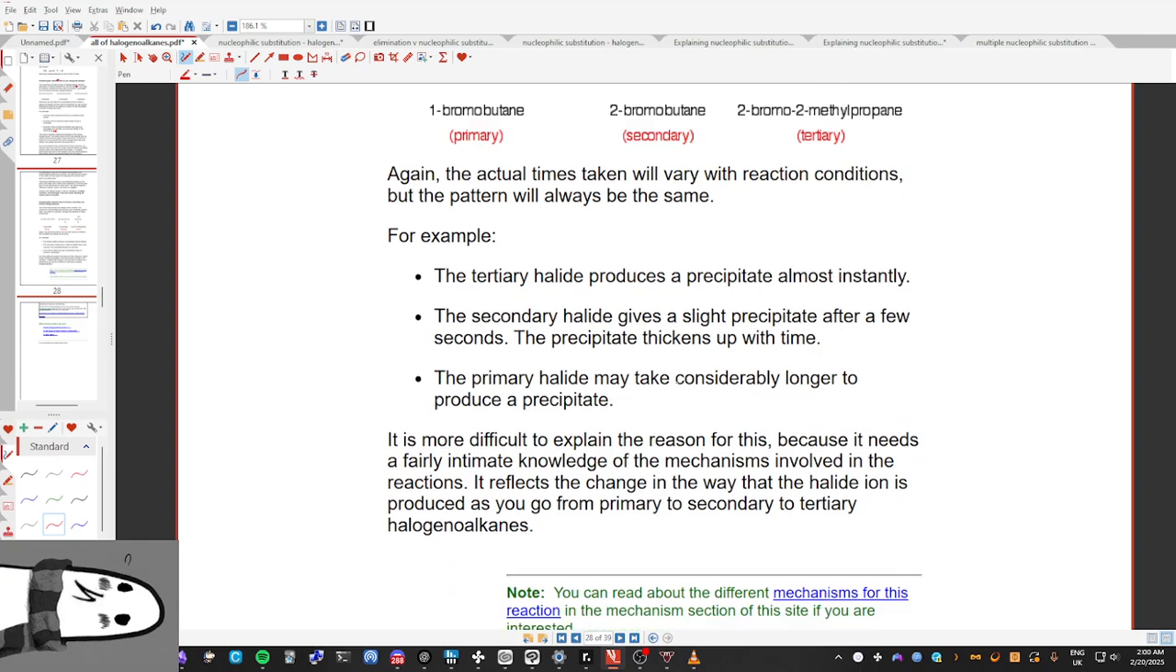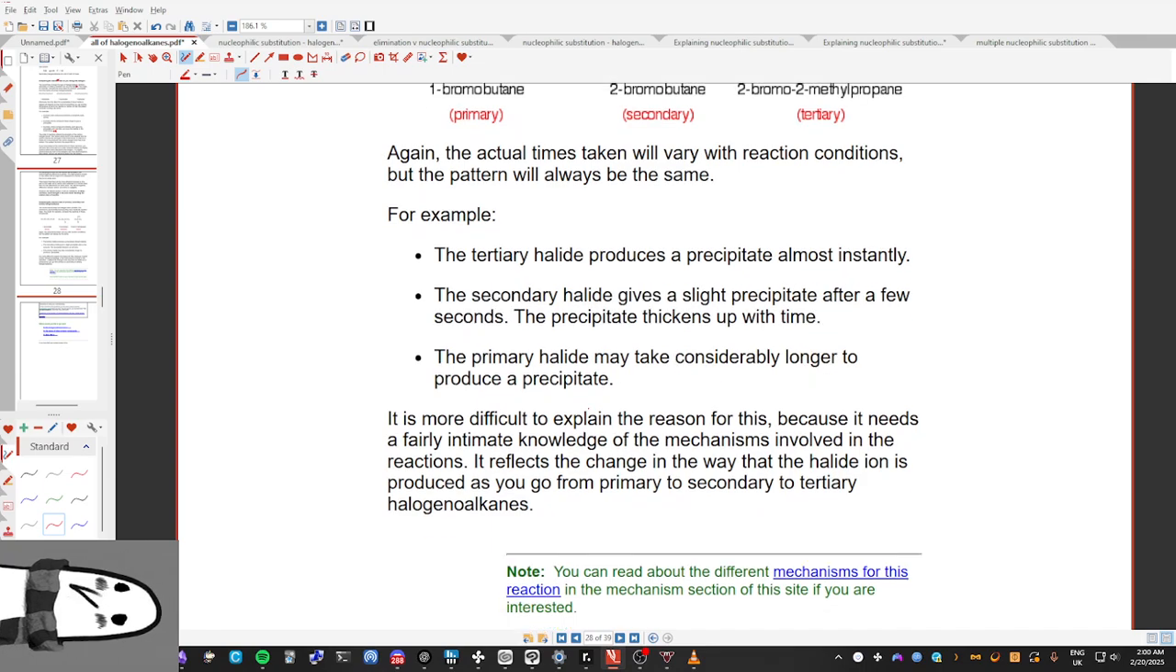It is more difficult to explain the reason for this because it needs fairly intimate knowledge of the mechanisms, and it reflects the change in the way the halide ion is produced as you go from primary.